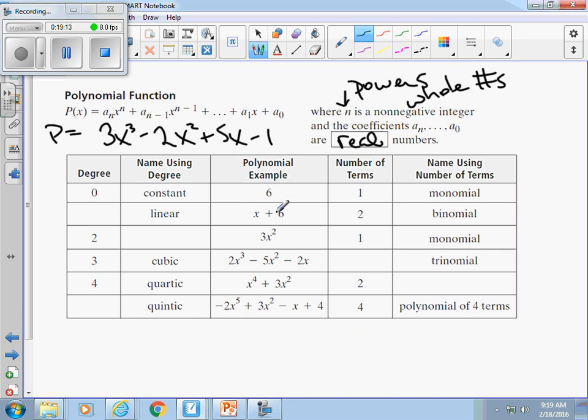A constant is technically a polynomial. The degree of it is 0. It's x to the 0 power. If you were to really want to write an x there, it would be x to the 0 power. This has 1 term. What that means is 6 is just one thing. So that's called a monomial. It has 1 term.